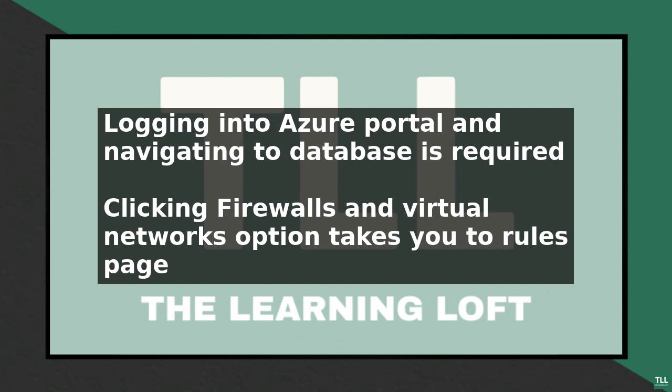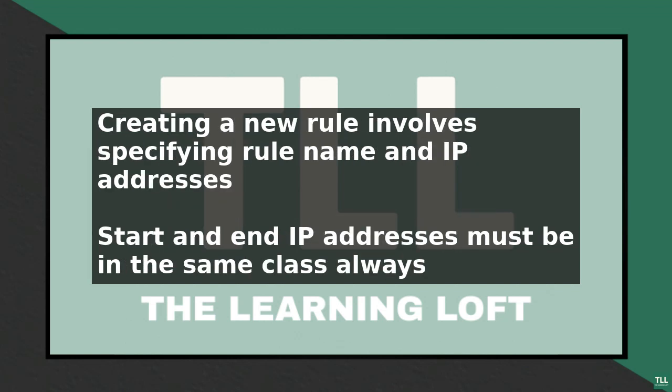When creating a rule, you need to specify the rule name, start IP address, and end IP address. The start and end IP addresses must be in the same class, such as both being public or private IP addresses. You can also specify whether the rule applies to the Azure SQL database or the Azure SQL Server.